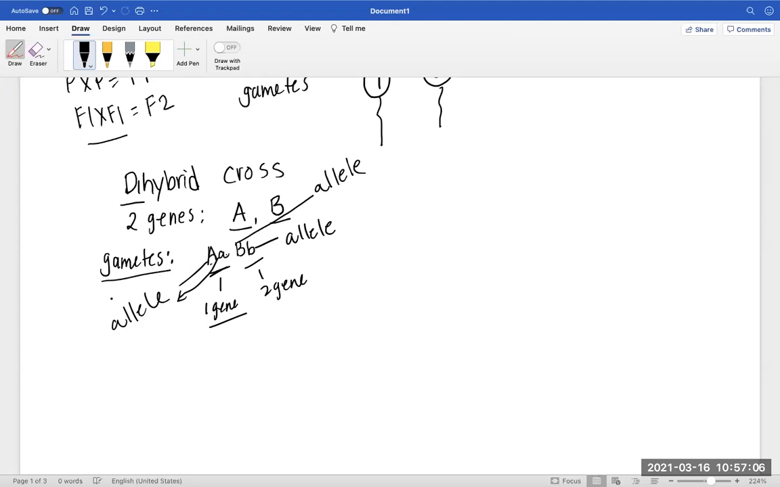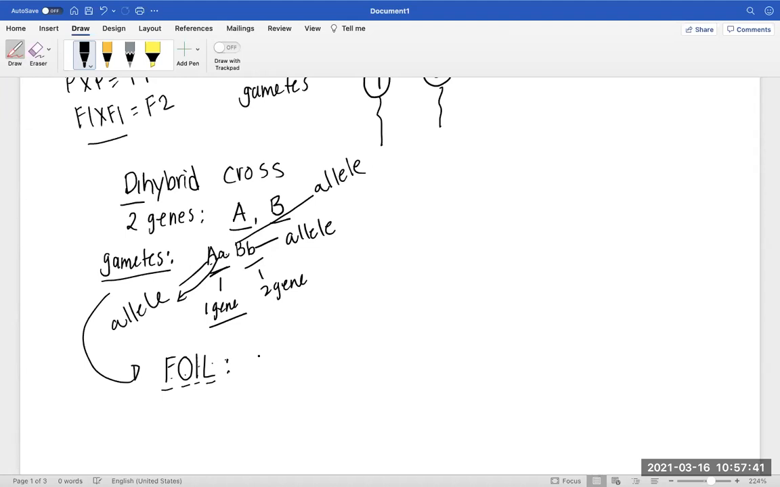Now, to get the possible gametes, we're going to use something that's called FOIL method. I don't know if you guys used it in algebra. Have you guys heard about FOIL method before? Yes, it is being used only when you are working on dihybrid. So this means first, outer, inner, last.